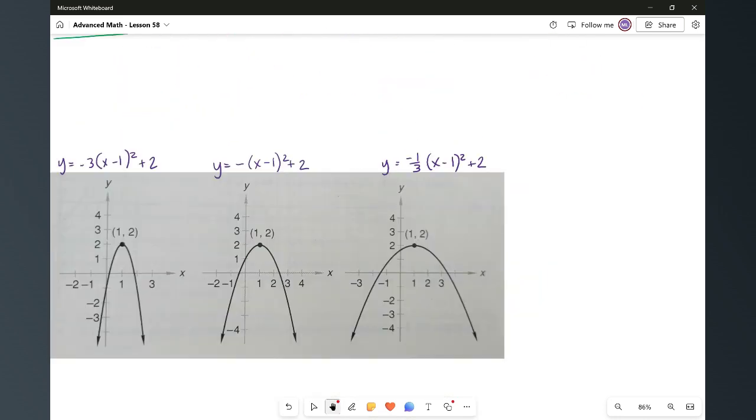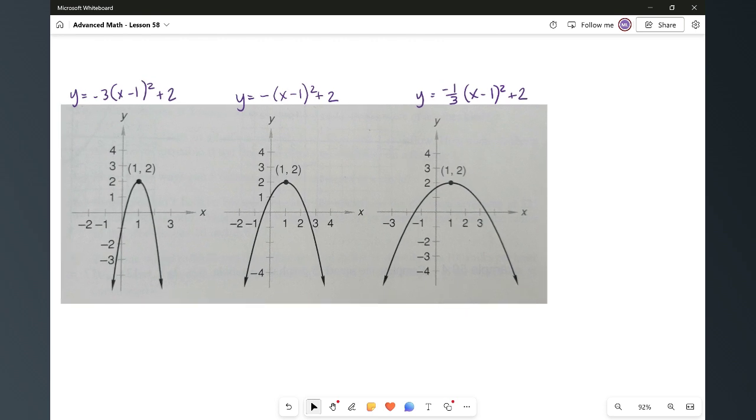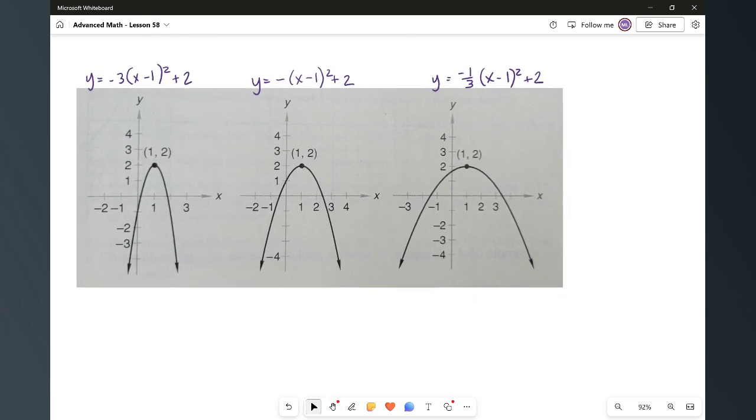Second half of the lesson is about parabolas. What we've learned, all the parabolas we've done so far have been kind of standard parabolas. We're learning today about wider parabolas and narrower parabolas.